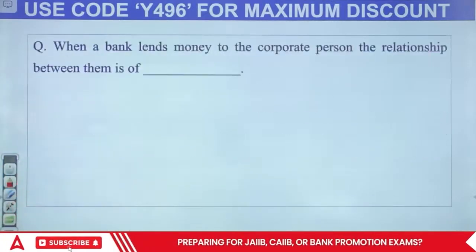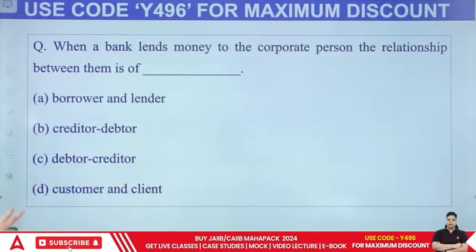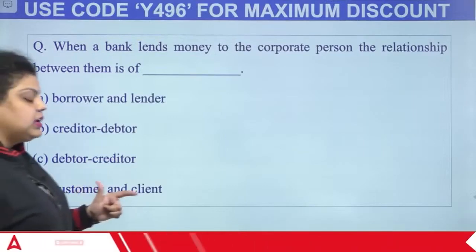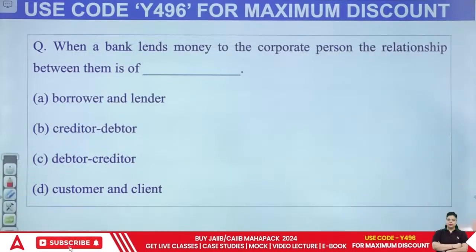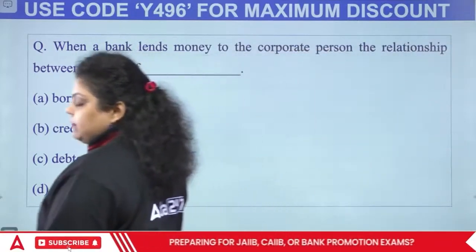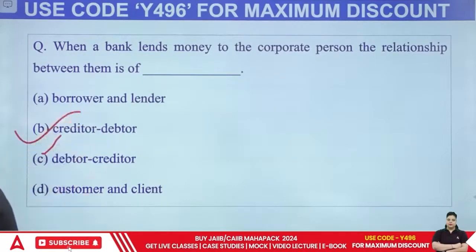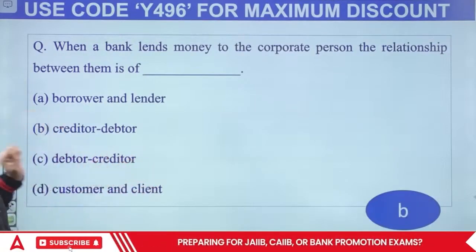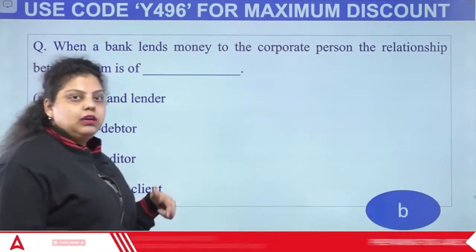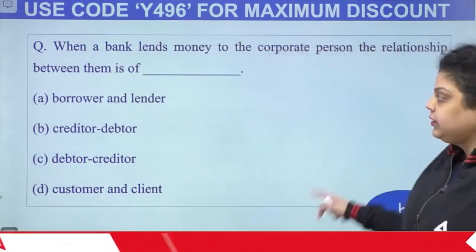Next. When a bank lends money to a corporate person, the relationship between them is of what kind? Now the bank is giving a loan to the customer. Whether it's an individual person or a corporate, doesn't matter. In that situation, what relationship will be there? If the bank is giving a loan, the bank is a creditor and the customer is a debtor. So the right answer will be B, creditor-debtor relationship. If the customer is depositing money, then the bank will be a debtor and the customer will be a creditor, because the customer here is giving money. Next.